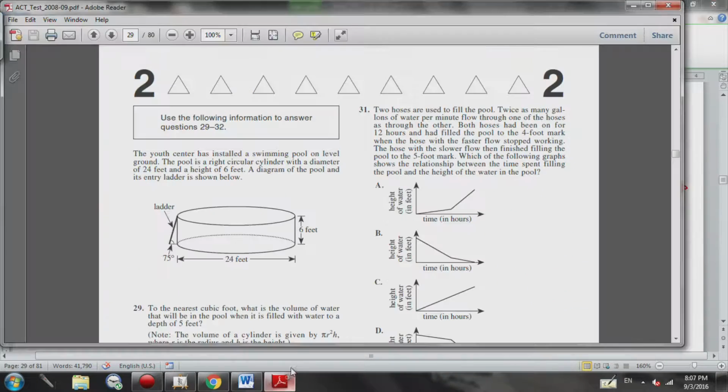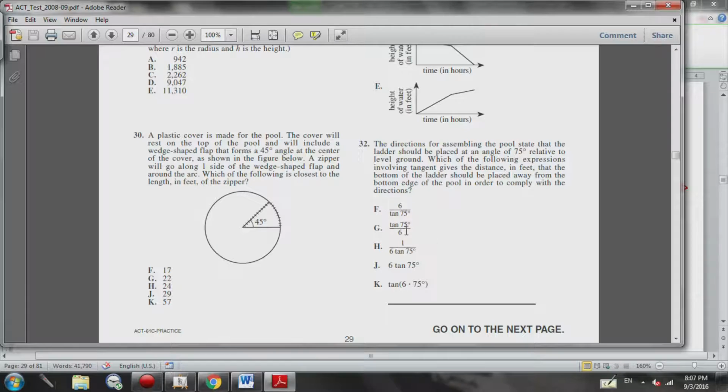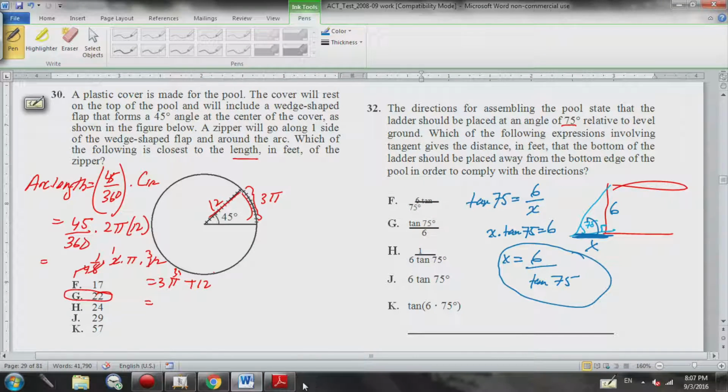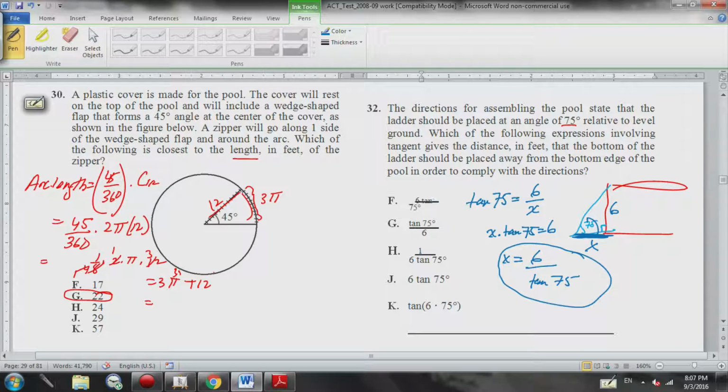So that's actually, let me give you the PDF version. What do I have here? 6 over tangent of 75. That's F over here, see? 6 over tangent of 75. That's what this is saying. So that's this one over here, 6 over tangent of 75.